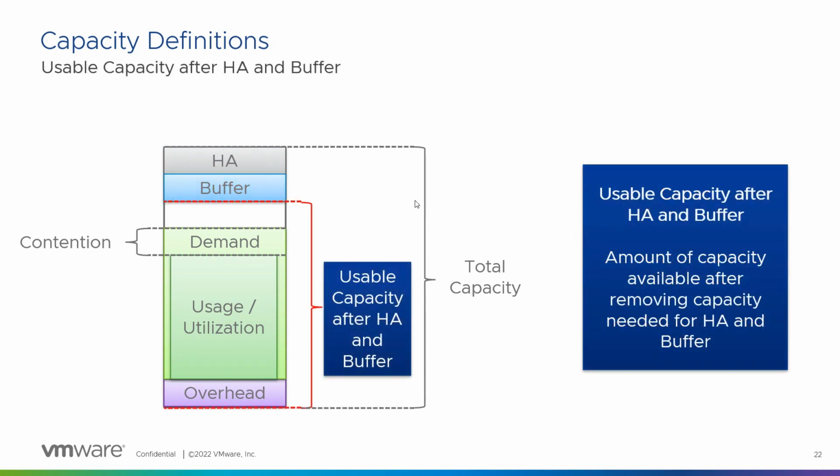Okay, so when you take out your HA and buffer from your total capacity, that gives you what we call usable capacity after HA and buffer. It's a very long name, but it's descriptive. Basically that's the amount of capacity you have left after you take out what you need for HA and buffer. So that's how much you can actually use in the cluster and still maintain your performance in the event of a failure or degraded capacity in your cluster. So that's really the important one when you're looking at it from a capacity perspective, that usable capacity after HA and buffers.